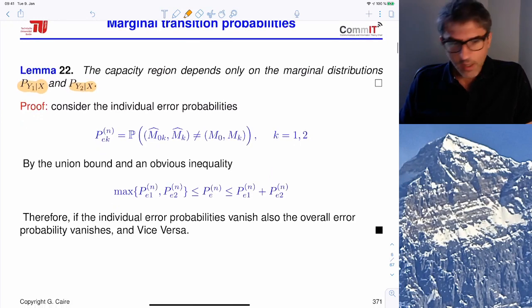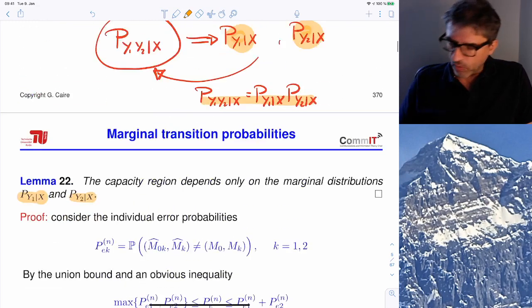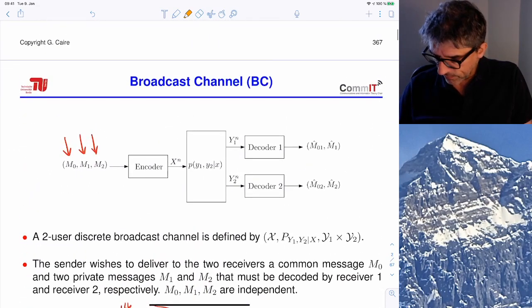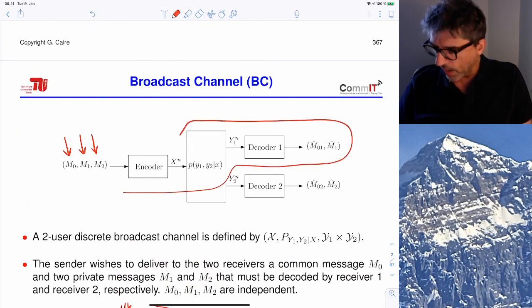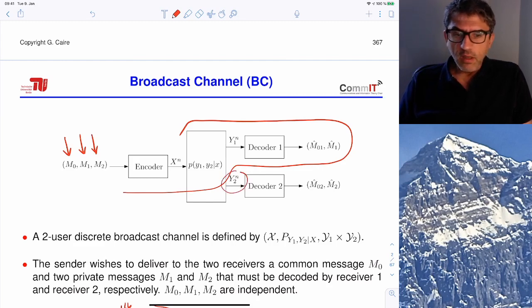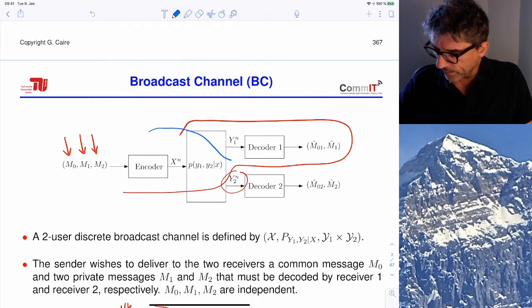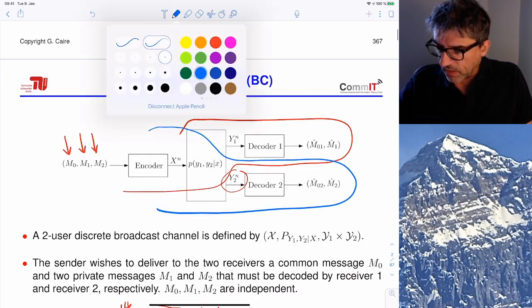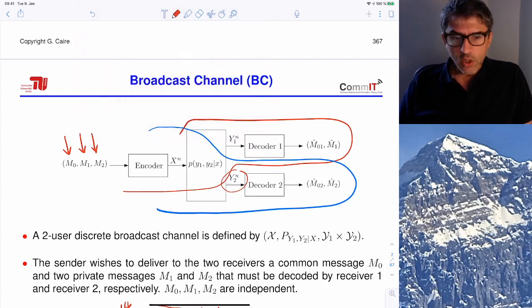So how do we show this? The argument is relatively simple. But first of all, we notice that decoder 1 operates only on Y1. So we have here a channel for decoder 1 where whatever distribution of Y2 given X is irrelevant to decoder 1. And the same thing happens, of course, for decoder 2. So the individual probability of error is only a function of the individual conditional marginal distribution.